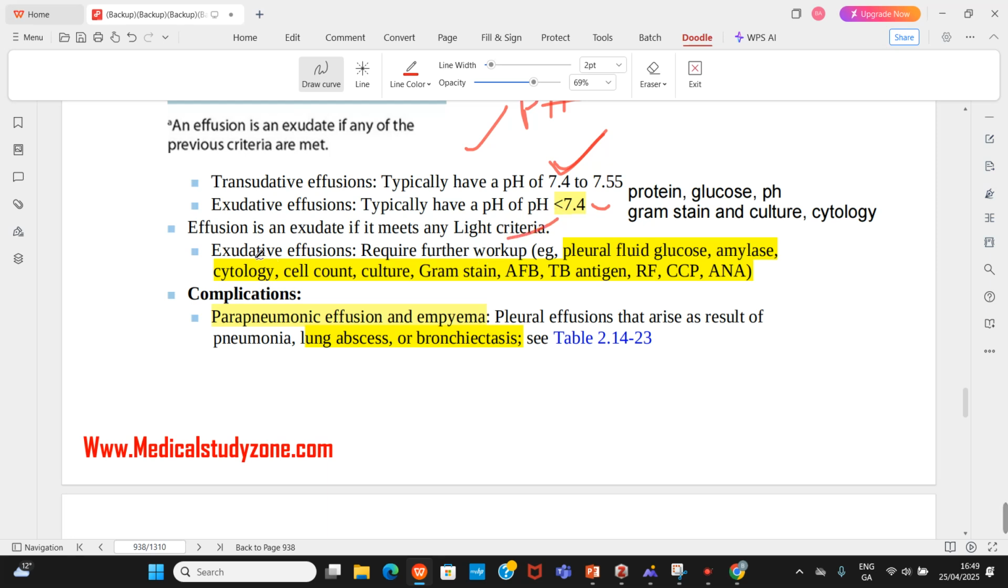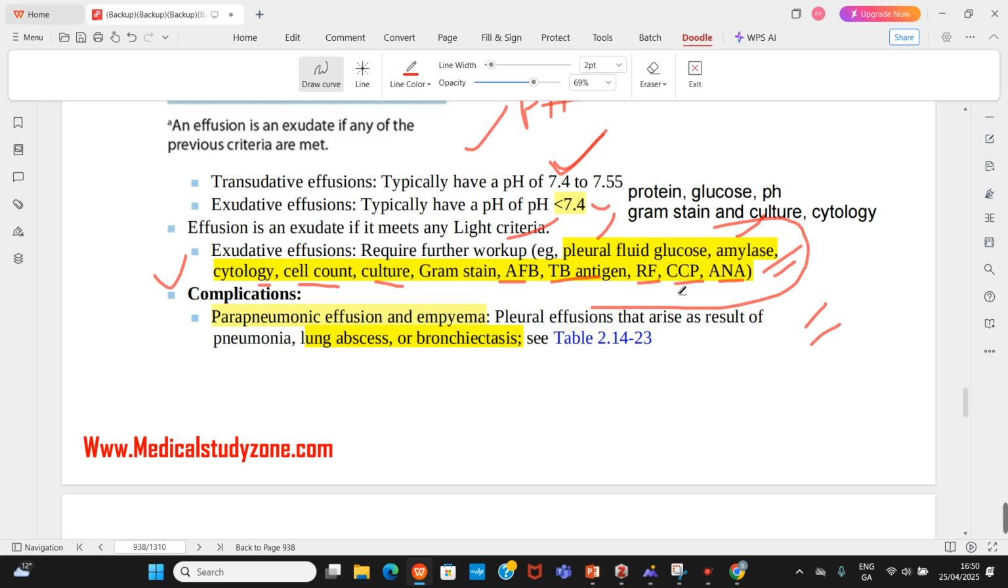Once you see that what you are seeing is exudative, you now need to do other workup, and these are the list of things you want to order. Request pleural fluid glucose, amylase, cytology. You want to see the cells that are there and count the number of white blood cells. You want to culture that pleural fluid, gram stain it, subject it to AFB test, tuberculosis antigen, rheumatoid factor, check your CCP and ANA, because it could be SLE, it could be from rheumatoid arthritis, it could be from tuberculosis, it could be from cancer. So you rule out all those things by doing all this workup.